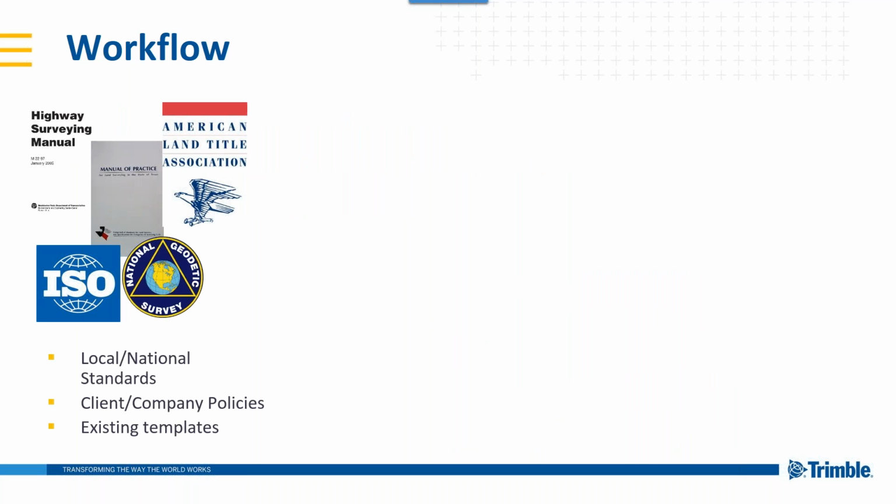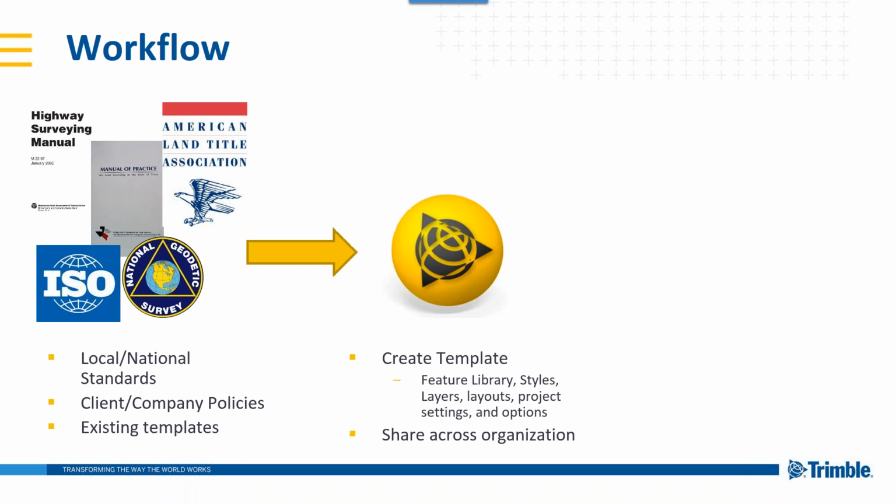So the workflow is really simple. You go from local or national standards, client or company policies, depending on who you're working for and the projects, or existing CAD templates you may have. You take all that, and in TBC, you create your template. So you use things like the feature library, the styles, layers, layouts, which in TBC we call sheet views for drafting and plotting, and encompass all of that in one template, and then share it across your organization.